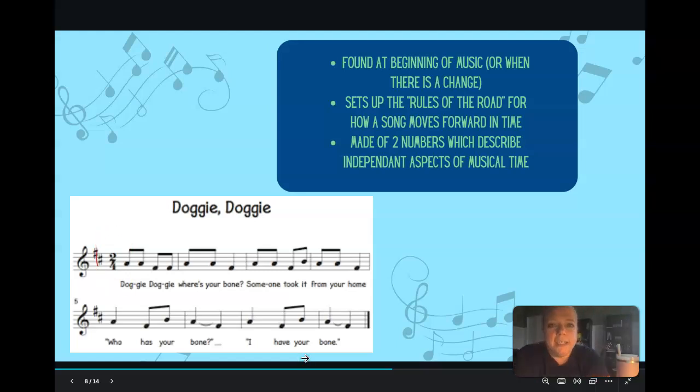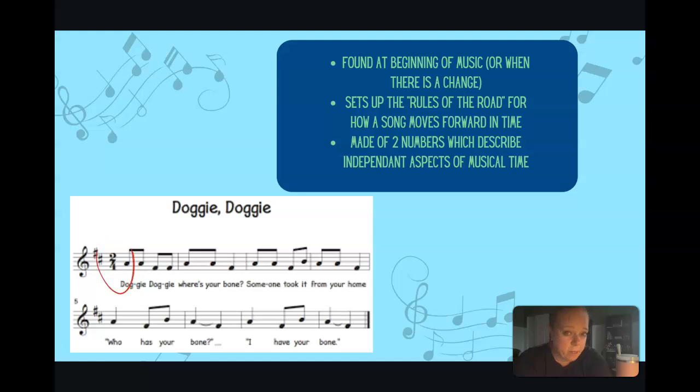You can find the time signature at the very beginning of every piece of music. It only happens once, and any other time when there may be a change. This sets up the rules of the road for how the song is going to proceed through time. It's the if-then statement. It has two numbers, and those two numbers describe two independent aspects of musical time.